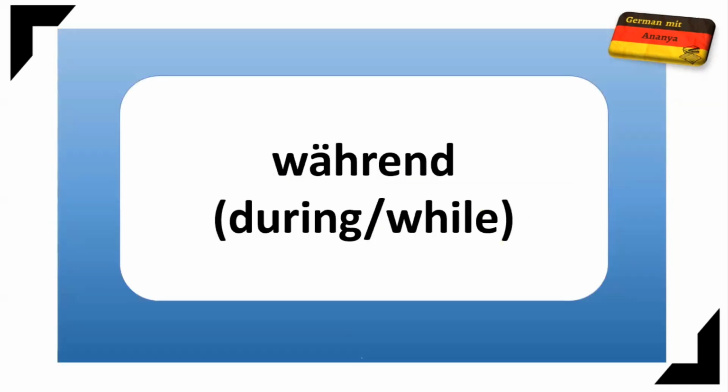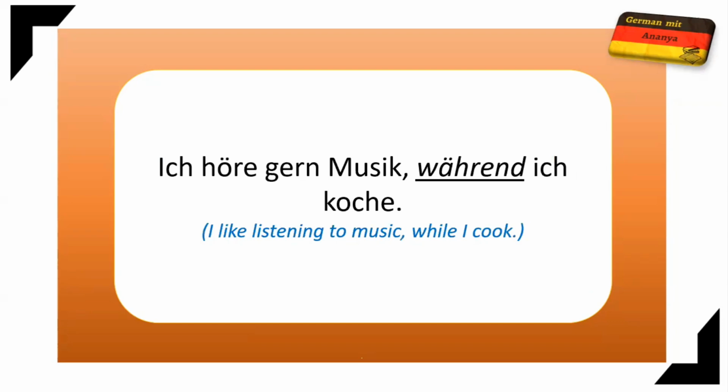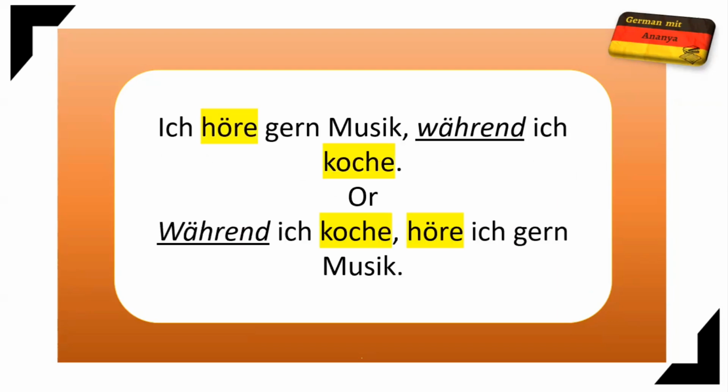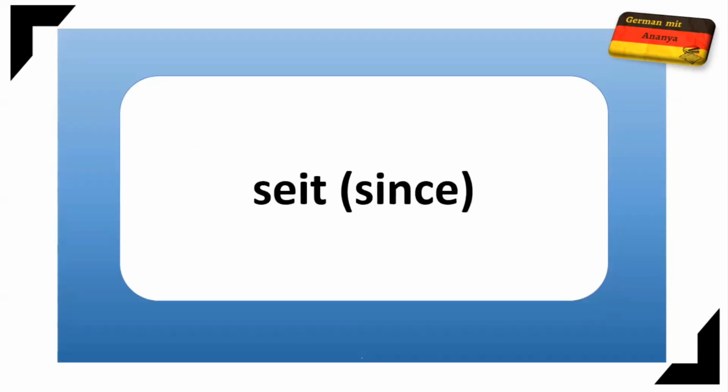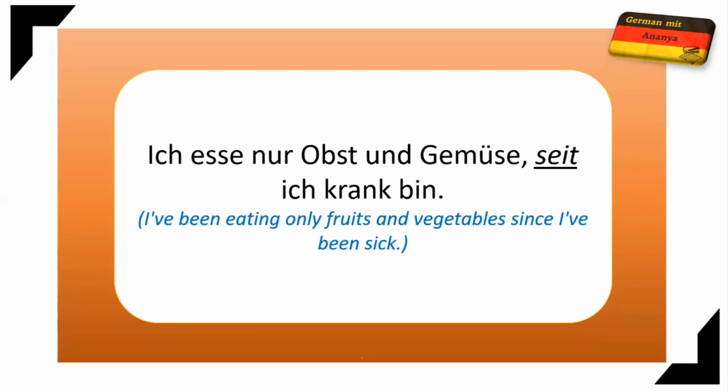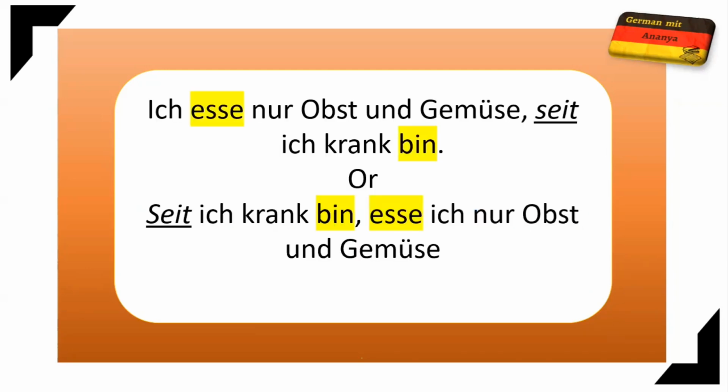Während, which means during or while. Ich höre gern Musik, während ich koche. I like listening to music while I cook. Or während ich koche, höre ich gern Musik. Next, seit, which means since. Ich esse nur Obst und Gemüse, seit ich krank bin. I have been eating only fruits and vegetables since I have been sick. You can also say, seit ich krank bin, esse ich nur Obst und Gemüse. So both of them are correct.